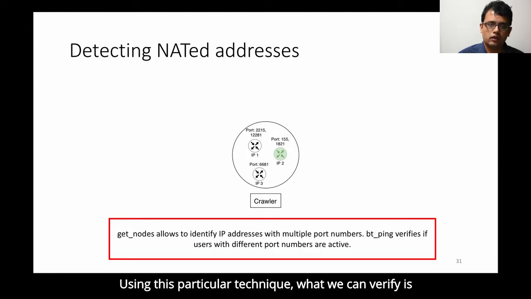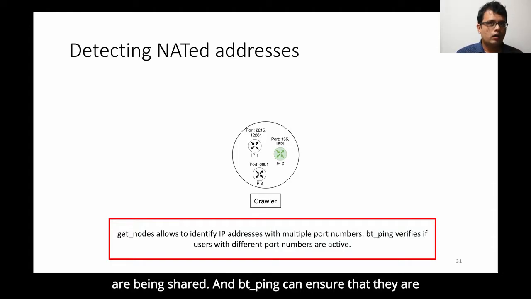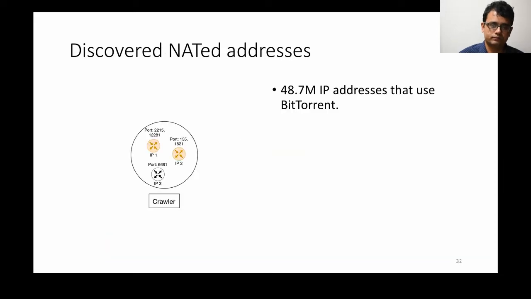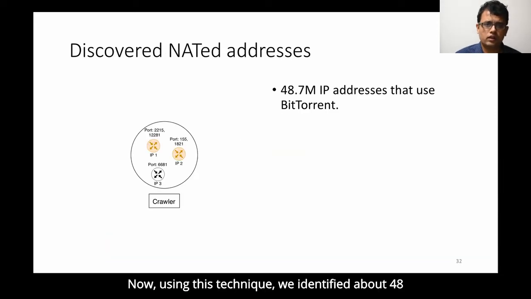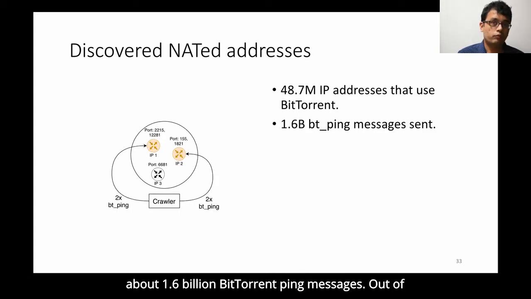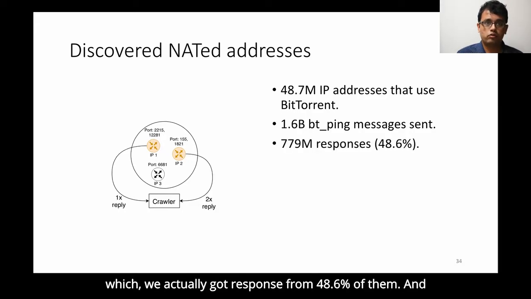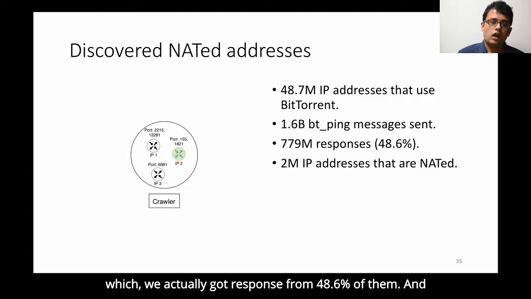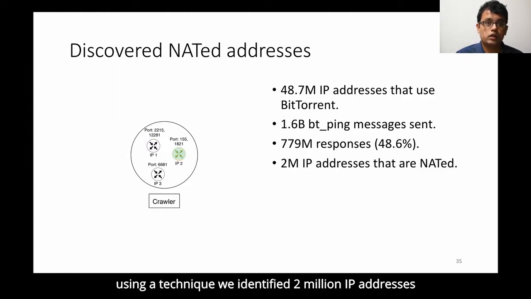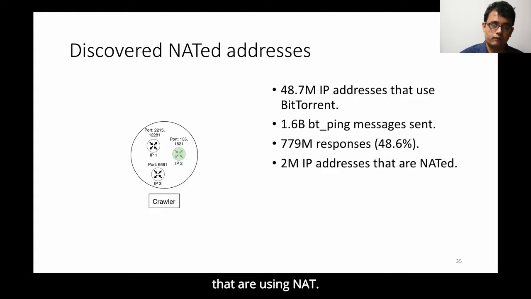Using this technique, what we can verify is that getNodes can identify the set of IP addresses that are being shared, and BitTorrent ping can ensure that they are active users. Using this technique, we identified about 48 million IP addresses that are using BitTorrent. We sent about 1.6 billion BitTorrent ping messages, and out of these we got responses from 48.6% of them. And using this technique, we identified 2 million IP addresses that are using NAT.